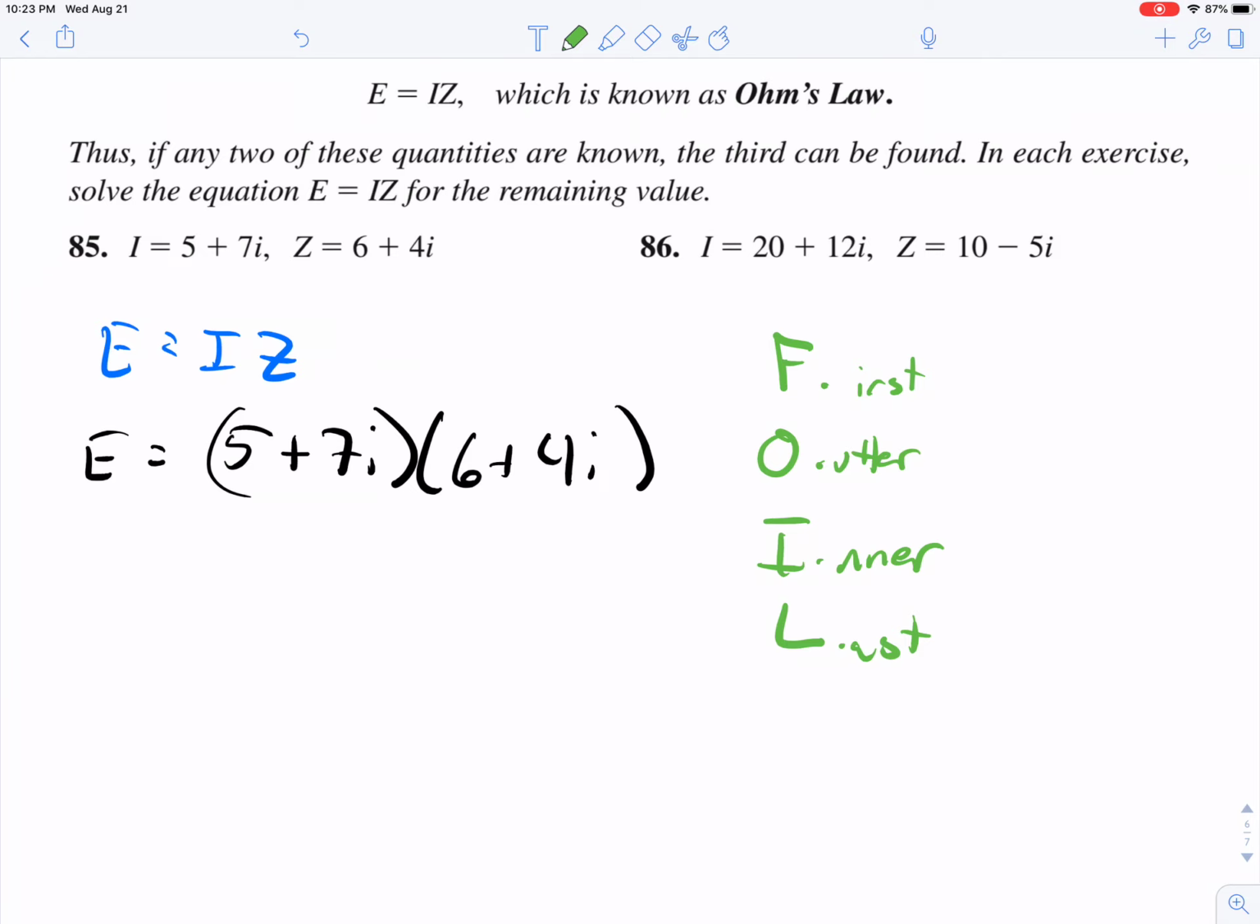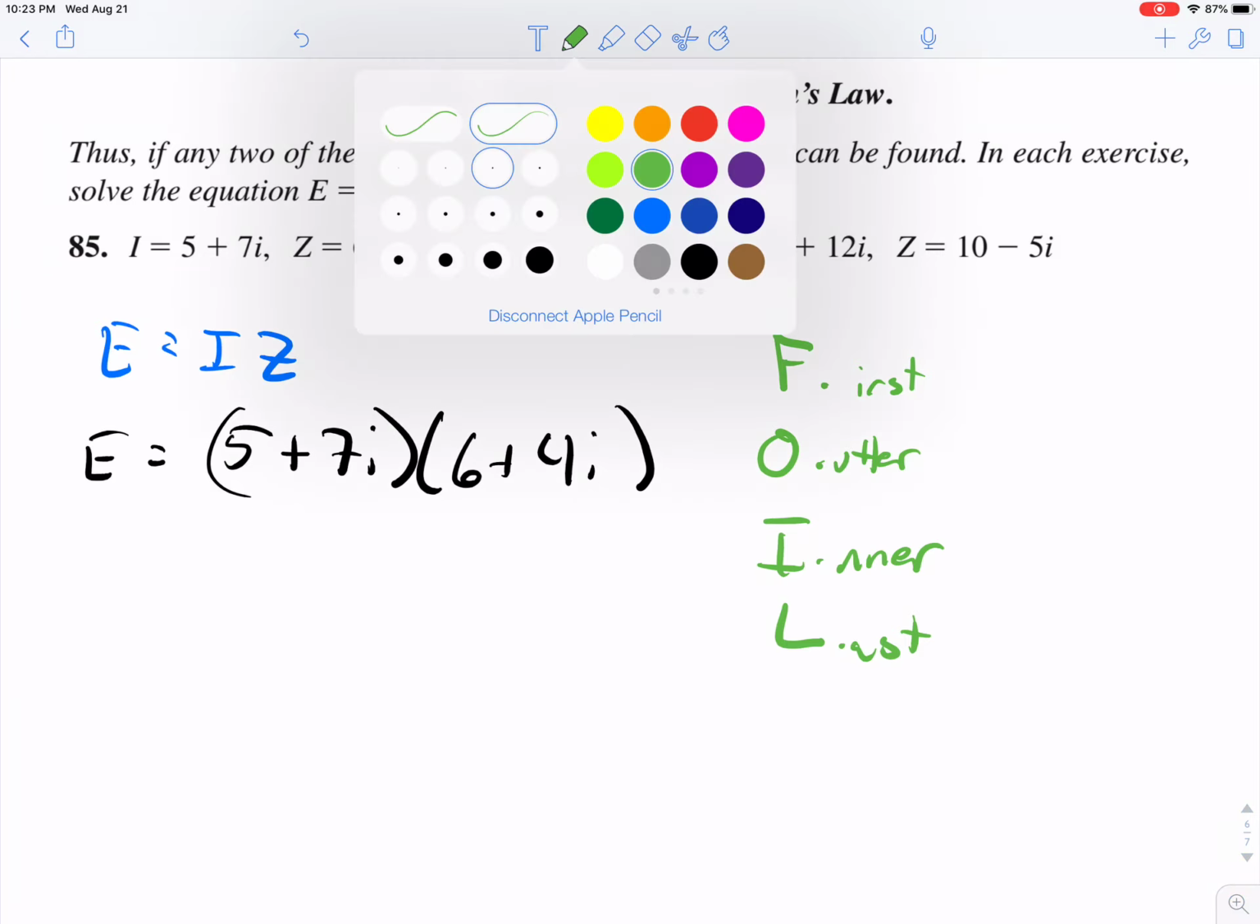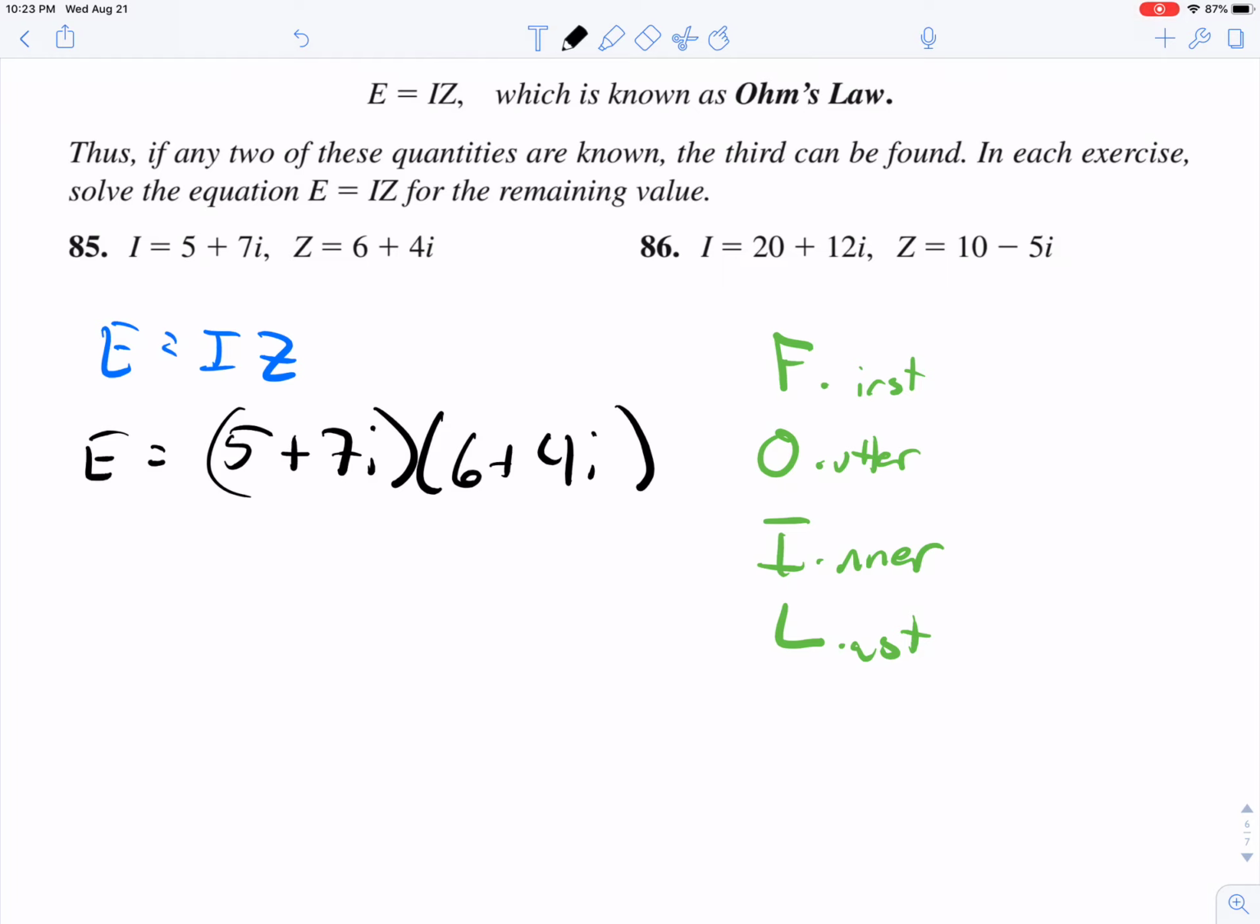We use that when multiplying. We use it with binomials, but this is the same concept. So the first times the first, 5 times 6 is 30. Outer times outer, 5 times 4 is 20i. Inner times inner, 6 times 7 is 42i. And last times last is 28i squared.